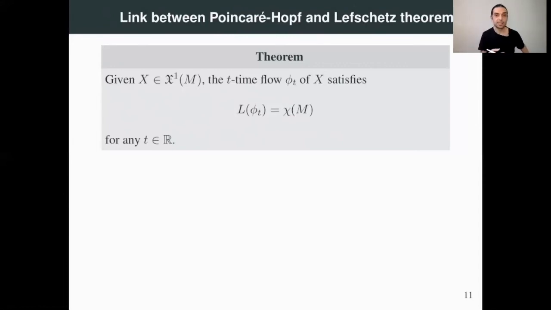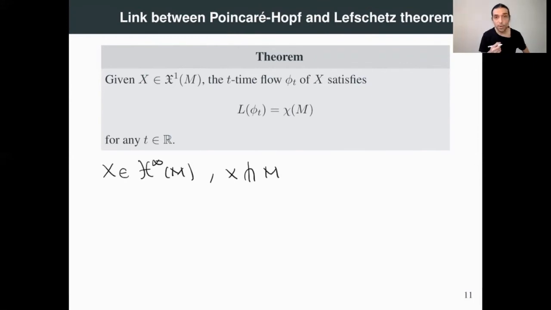Okay, so let us see that the Lefschetz number of the identity is the Euler characteristic, because all these maps phi t are indeed homotopic to the identity map. In order to see this, let us consider X a C-infinity vector field defined on M, and such that X is transverse to the 0 section of M, okay?